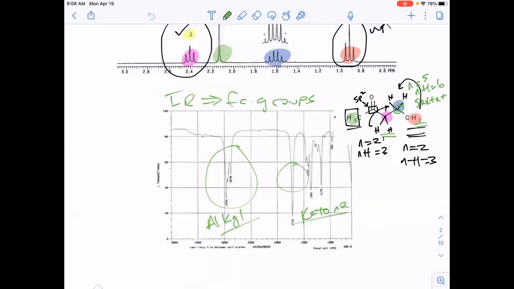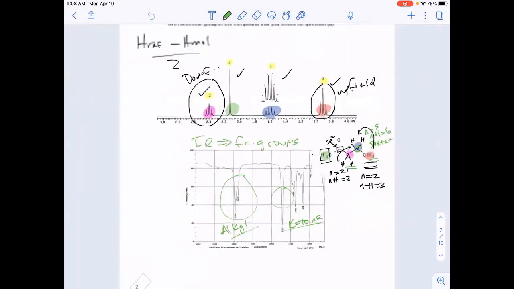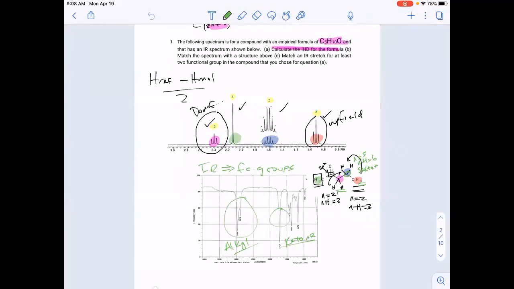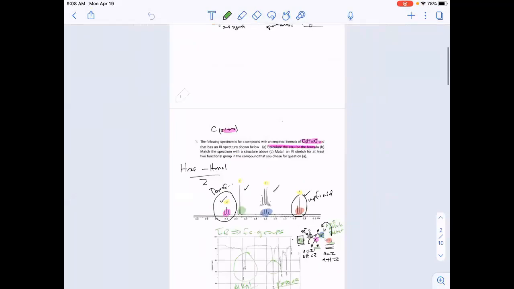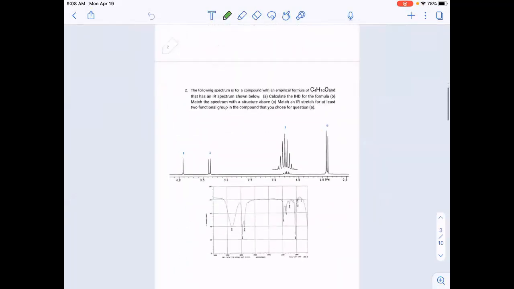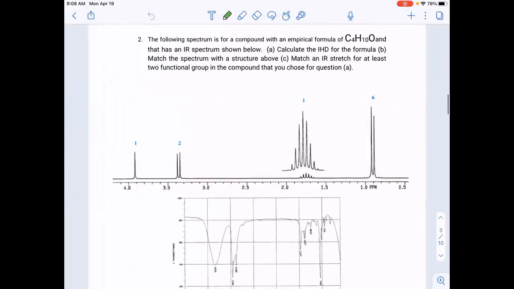So the last question that we did was this one where we went through and resolved all of the chemical shifts for this compound with this ketone down here. So we're going to move on to the next spectrum. Let's look at it. Again, for the IHD, you can calculate that on your own because we covered that in part one. It's the same as calculating the degrees of unsaturation. This compound's molecular formula is C4H10O.